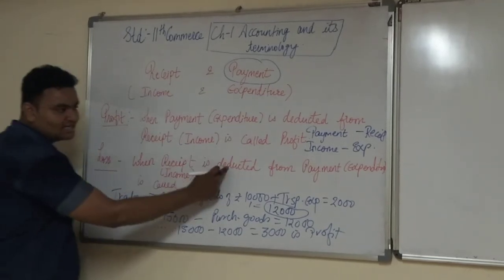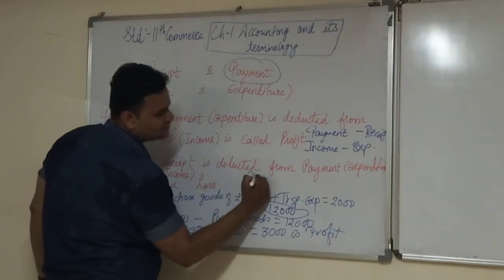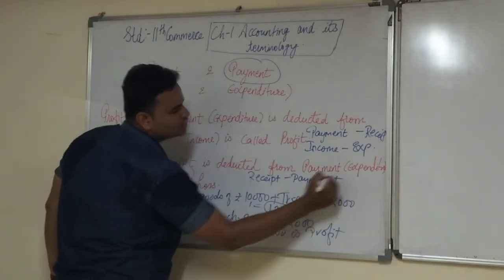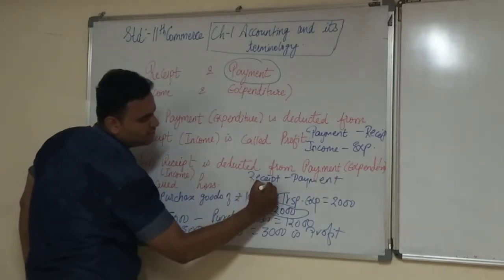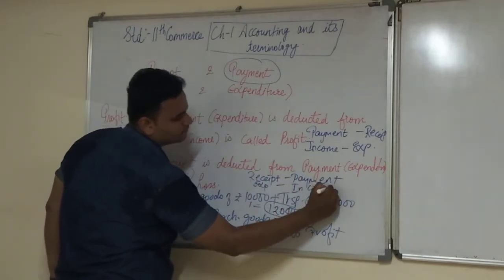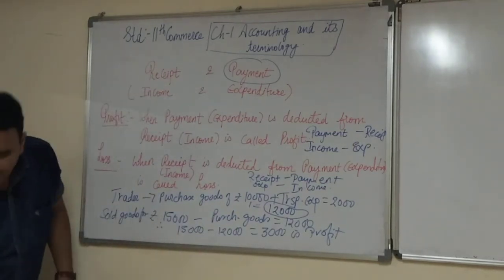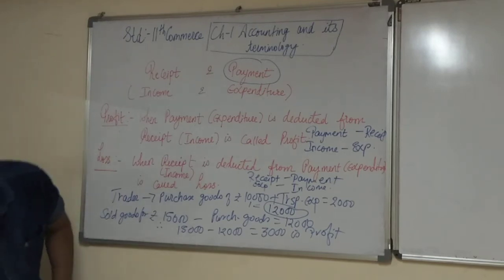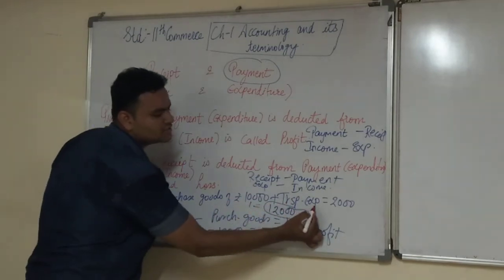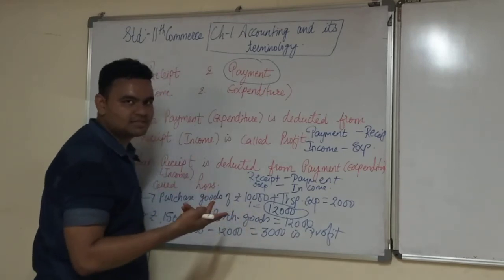When the payment is deducted from the receipt, directly opposite of this, receipt minus payment, or you can also say expenditure minus income, is known as loss. Now no need to do anything in this, my dear students. Here you can see a trader has purchased goods of rupees 10,000 plus transportation. We will take this example only, but we will just shift the terms.